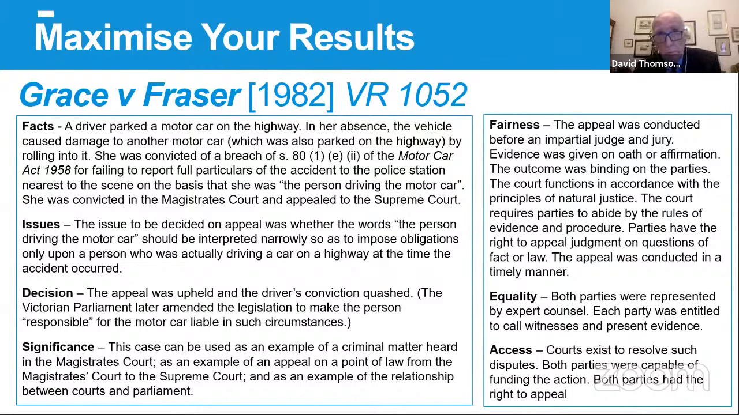And thirdly, significance, it can be used as an example of the relationship between courts and Parliament, because in this case, Parliament wasn't too chuffed about Justice King's decision. They couldn't overturn it in any other way. Well, I guess they could have appealed it, but they decided that the best way to solve it all was to change the act. So they changed the act to make the person responsible for the motor car that caused the accident. And such a person today, if you or I did the same thing today, we would have to put up with the fact that we've just been convicted under that amended section of the Motor Car Act. And on the right-hand side of this slide, again, we've got information about fairness, equality, and access. And you can have a look at that when you have a look at the slides when those are forwarded to you.